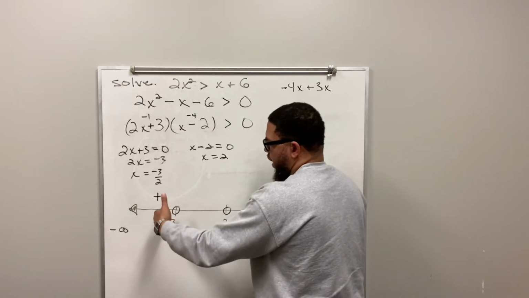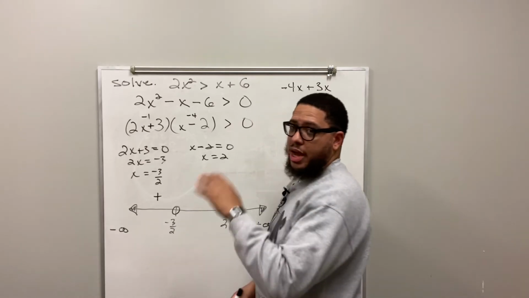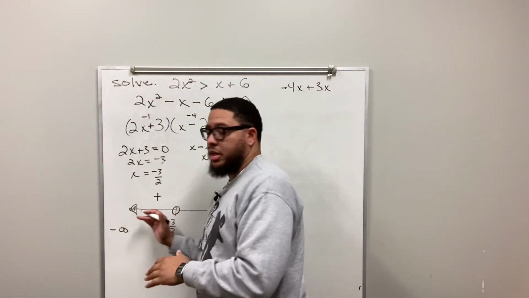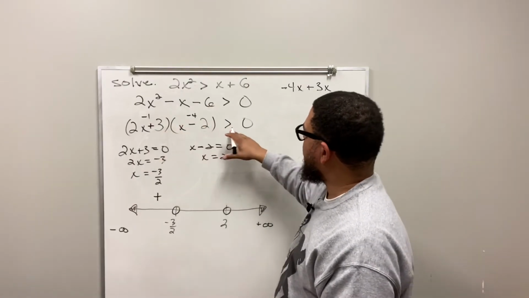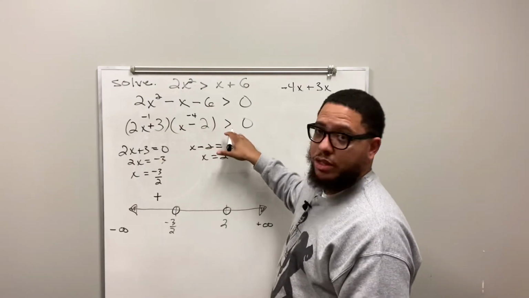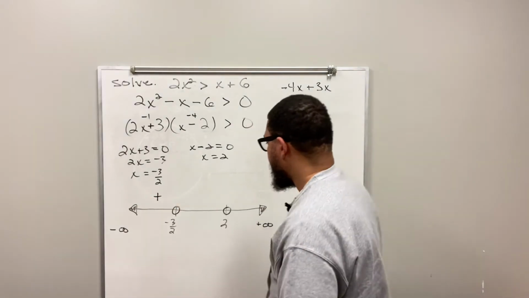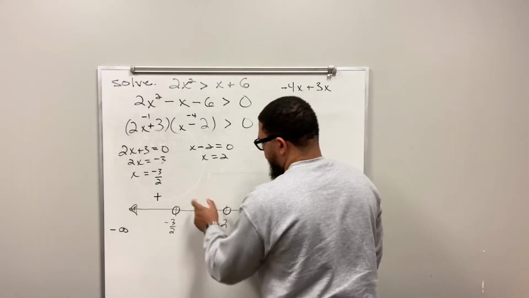So from negative 3 halves all the way to negative infinity, every value in that interval is going to give me a positive value, right? So it's going to be a solution because we want to know what's going to be greater than 0. So this works. Then I want to go to the middle interval.